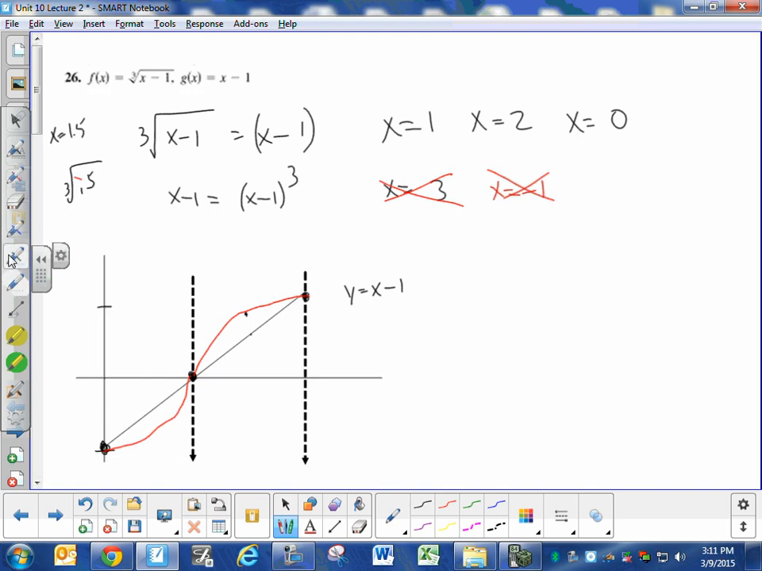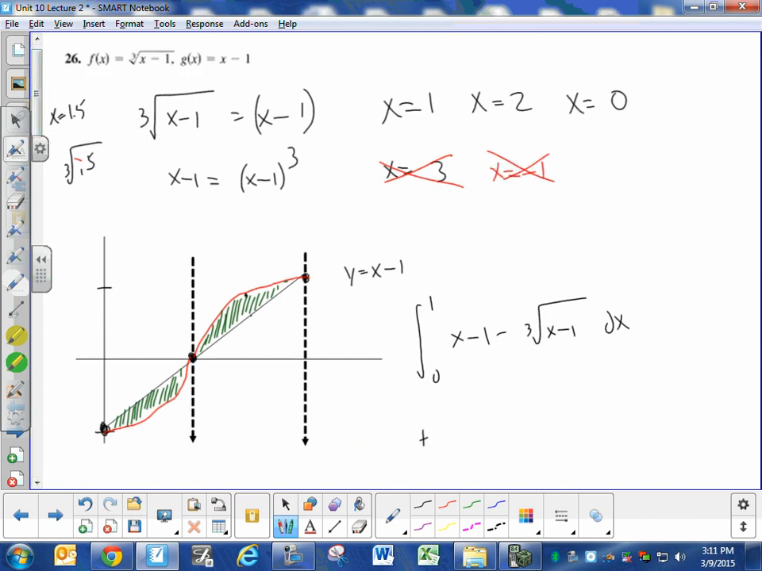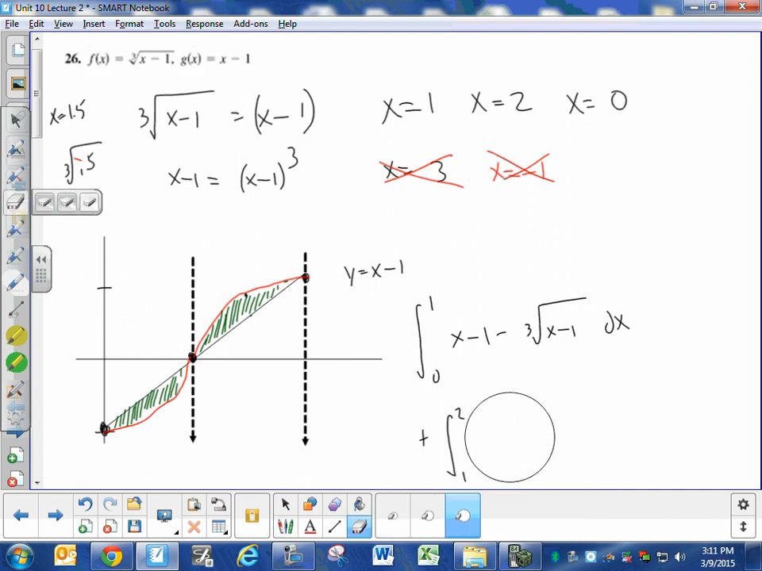So I need to find this area here, and here. So these two graphs actually intersect at three spots. So we have those situations where we need two different intervals. We'll need the integral from 0 to 1 of the top minus the bottom. The top is x minus 1 minus the cubed root of x minus 1. And then I will add to that the integral from 1 to 2 of the cubed root of x minus 1.